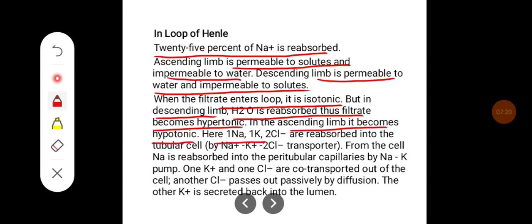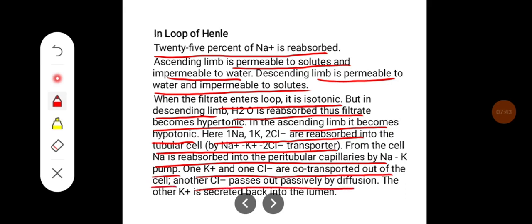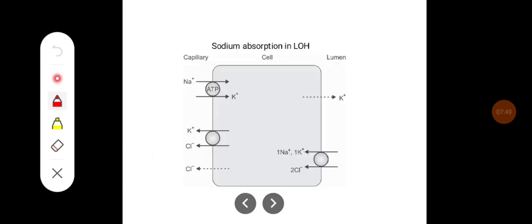Here, sodium, potassium and 2 chloride are reabsorbed into the tubular cells by the sodium-potassium-2-chloride transporter. From the cell, sodium is reabsorbed into peritubular capillaries by the sodium-potassium pump. One potassium and one chloride are co-transported out of the cell. Another chloride passes out passively by diffusion. The other potassium is secreted back into the lumen.